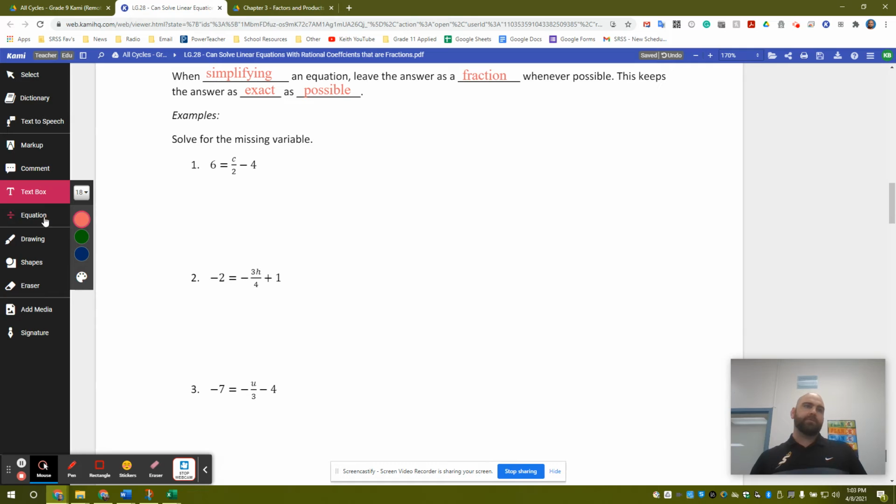Let's do a couple more examples that deal with that. Here what we have is 6 is equal to c over 2 minus 4. Well, first things first, let's get that minus 4. We want to get this term by itself. So let's get that on the other side. So we're going to add 4 to both sides.